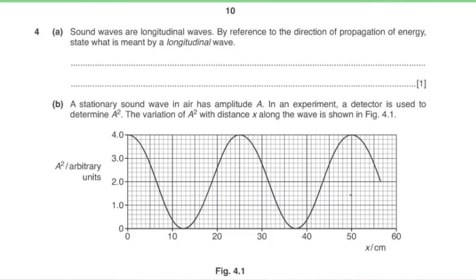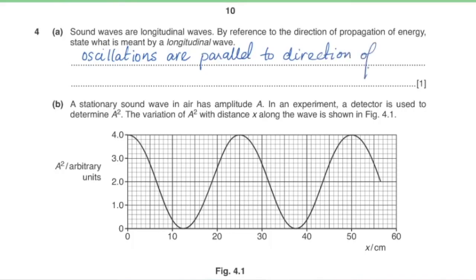Question 4, part A. Sound waves are longitudinal waves. By reference to the direction of propagation of energy, state what is meant by a longitudinal wave. So longitudinal wave has got oscillation parallel to the direction of propagation of energy.